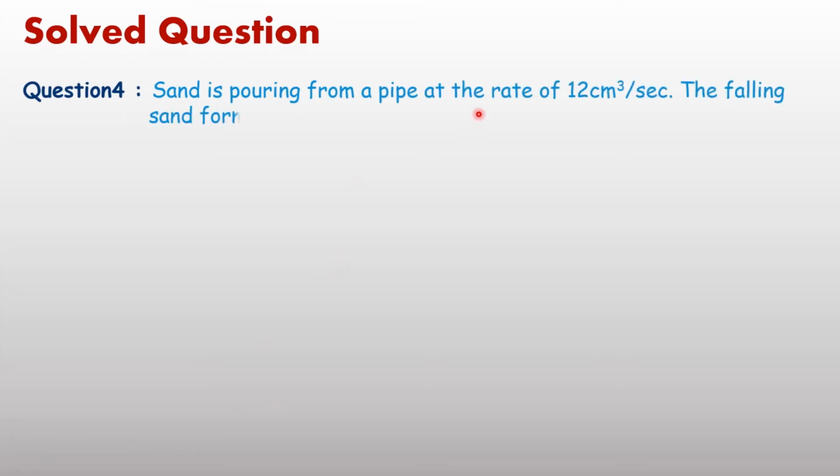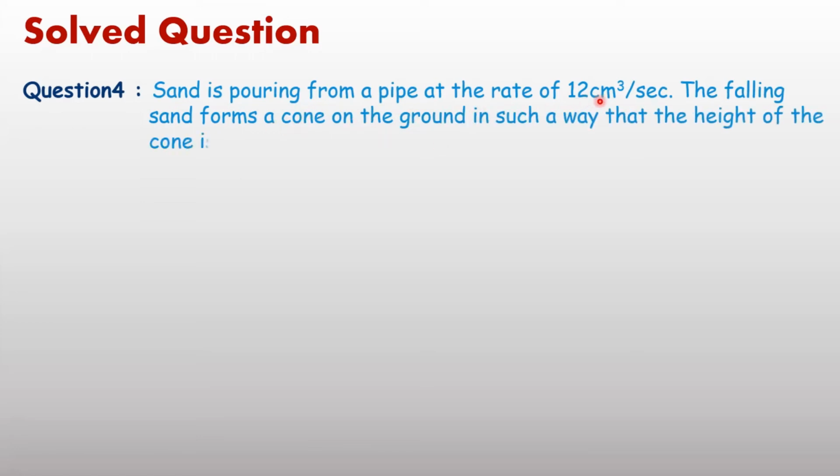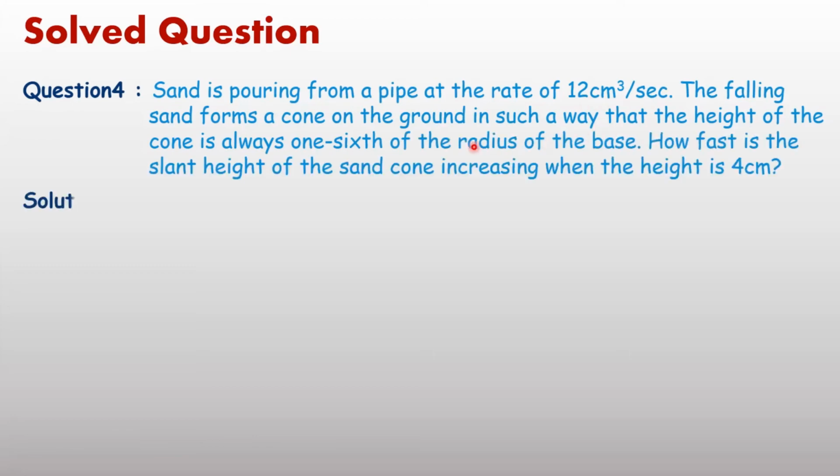One more question, same type of question. Just read the language of the question, and try to understand the difference between the previous question and this question. Language is same, given information is same as 12 centimeter cube per second. Second condition is also same, height of the cone is 1/6 of the radius of the cone. But we have to find how fast the slant height of the sand cone is increasing. In the previous question, how fast the height of the sand cone. Here slant height means we have to find dl by dt.